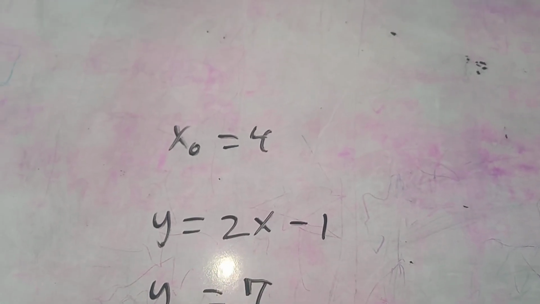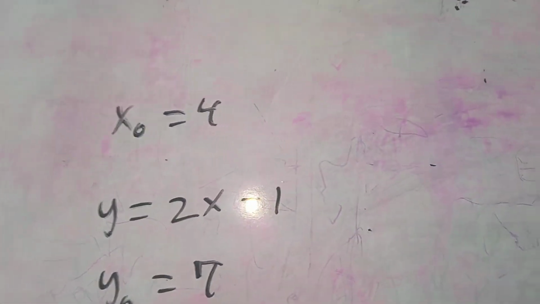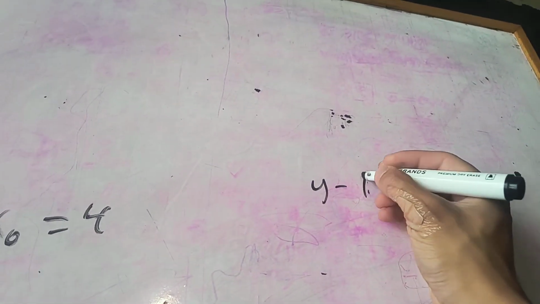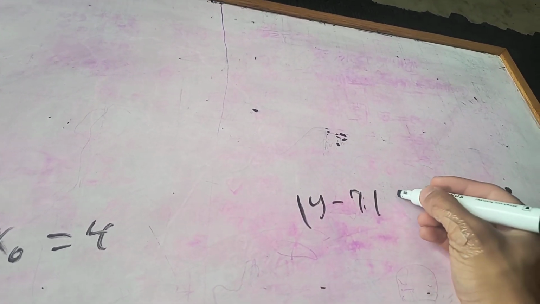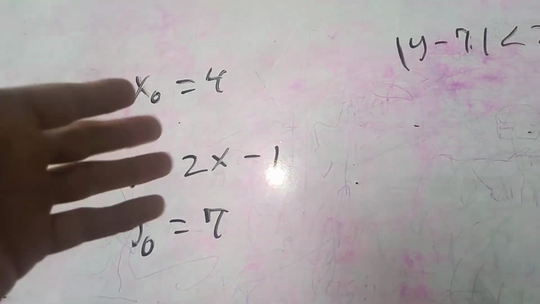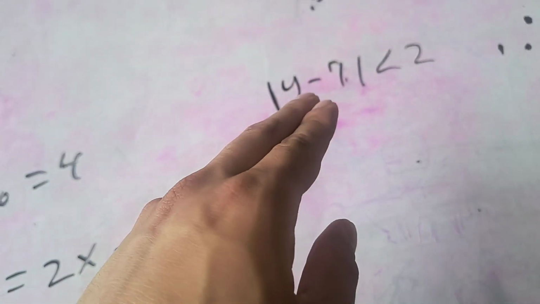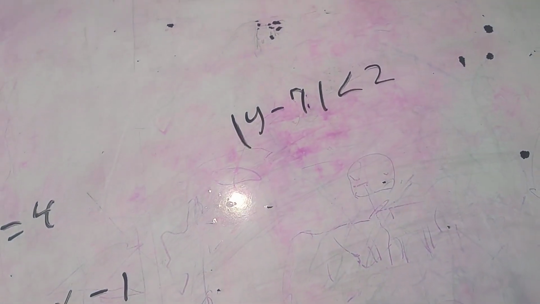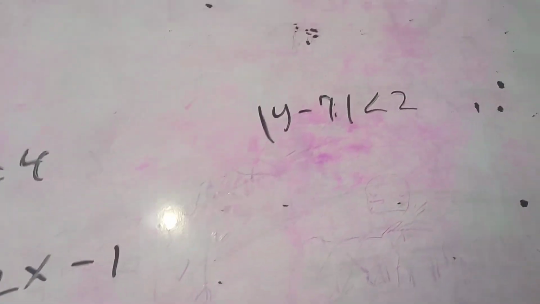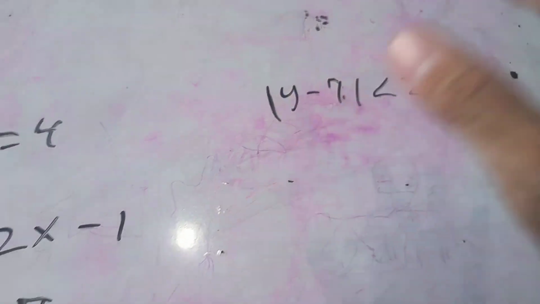Okay, so we're basically asked for what values of x is the absolute value of y minus 7 less than 2. So what values of x in this function keep this inequality true? To find that, we're going to have to express this in terms of x.